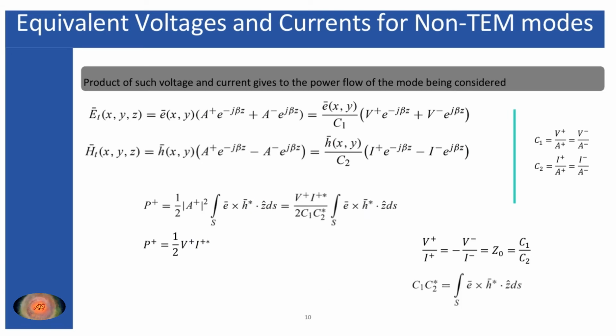Now let's consider the third consideration, where it states that the product of the voltage and current should represent the power flow of the mode being considered.